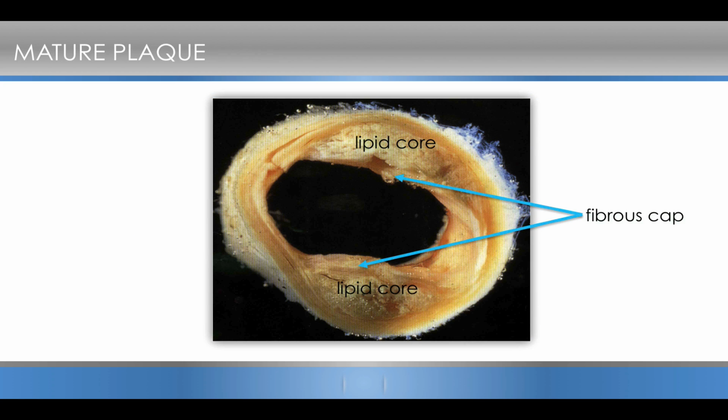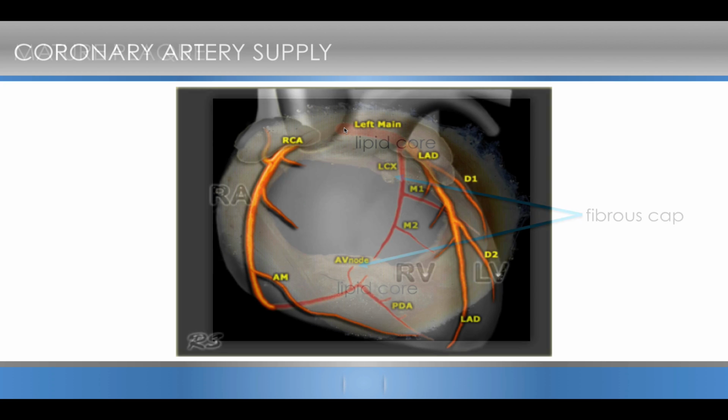This is an example of a mature atherosclerotic plaque. In fact, two plaques within this artery. We have one here at the bottom with a large lipid core and a fibrous cap, and then at the top of the artery again a fibrous cap and a lipid core.